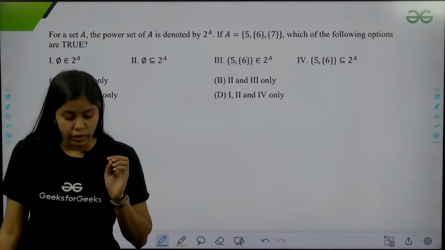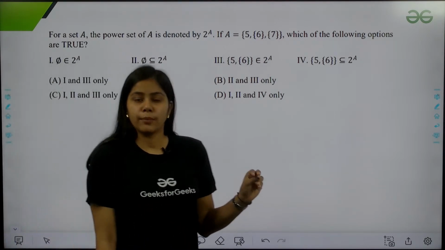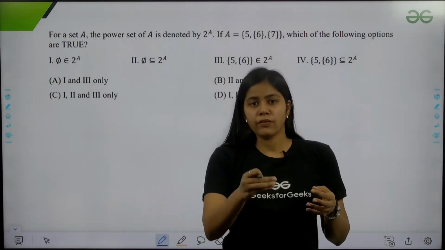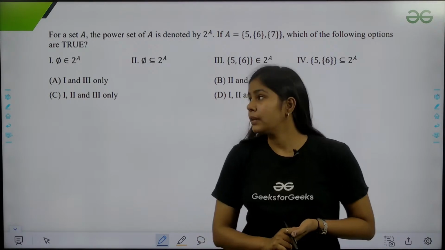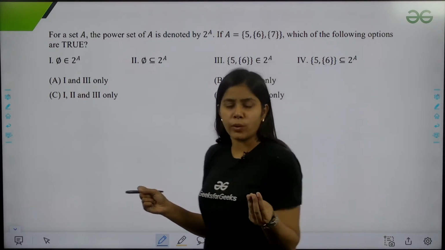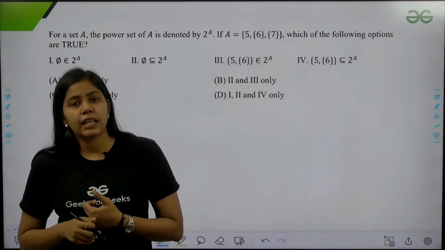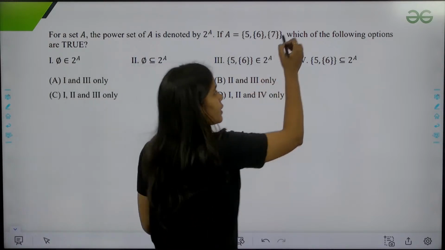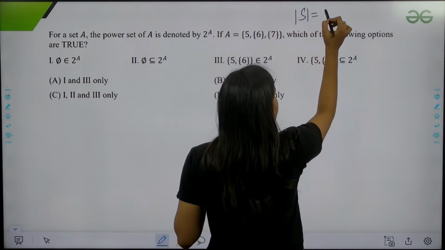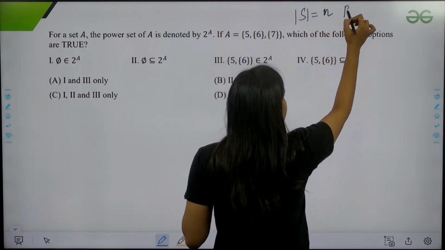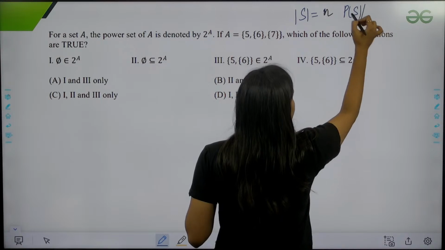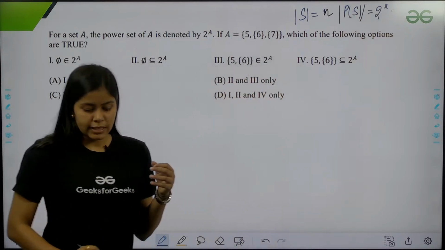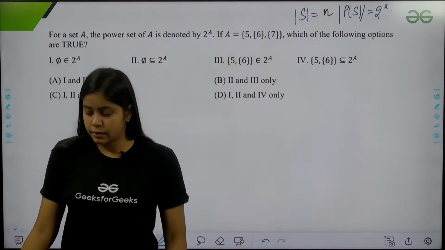It is a question based on power set, and it is a very important question, because power set is an important topic from the GATE point of view, right? So I hope all of you know what a power set is. Power set is a collection of all subsets of a set, right? And we know that if set S has cardinality, let's say n, then the power set has cardinality 2 to the power n. And what is cardinality? The number of elements in the set S, right?